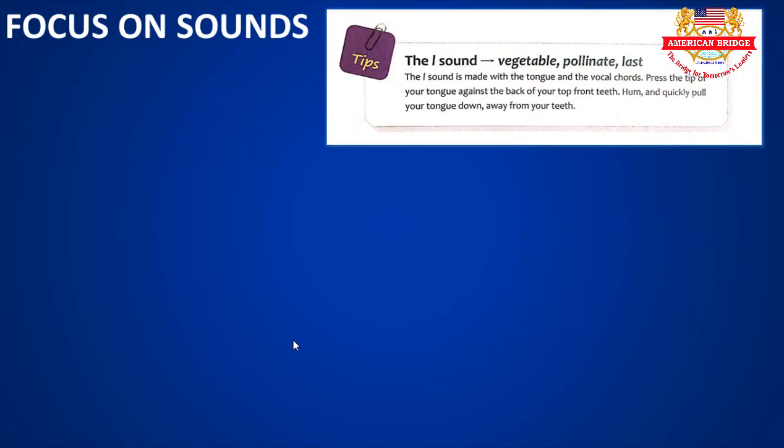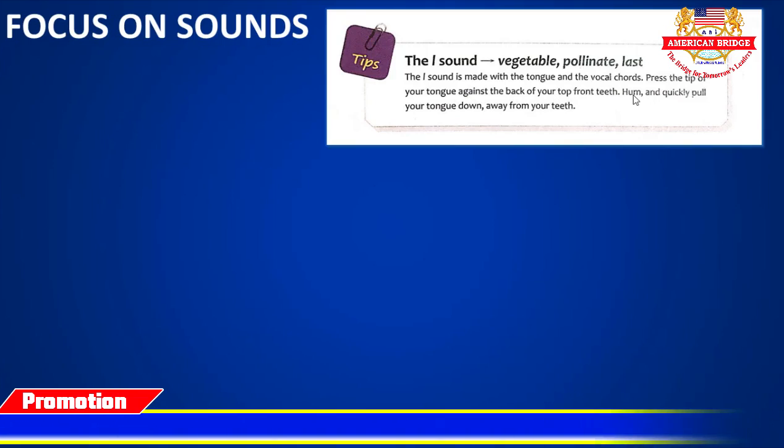So you know the L sound, like in vegetable, pollinate and loss. The L sound is made with the tongue and the vocal cords. We have to press the tip of your tongue against the back of your top front teeth, like this, and quickly pull your tongue down away from your teeth. So let's see the chart, everyone.